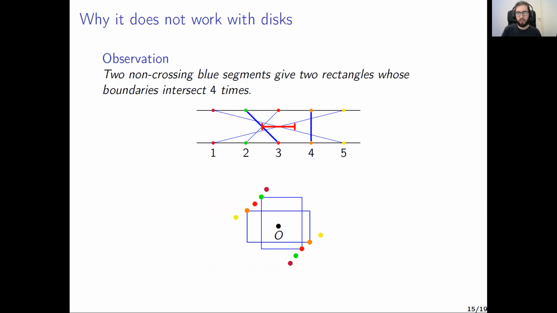So now I want to make an observation. We have this result for this intersection graph class, but why can't we do the reduction to maximum clique in this graph? The reason is that if you take in the MIPA instance any 2 blue segments that do not intersect, you would see that in the representation we have some rectangles whose boundaries intersect 4 times. And by definition, in disks the boundaries can intersect at most twice, and this is somehow the reason why we don't know how to reduce this MIPA problem to maximum clique in this graph.